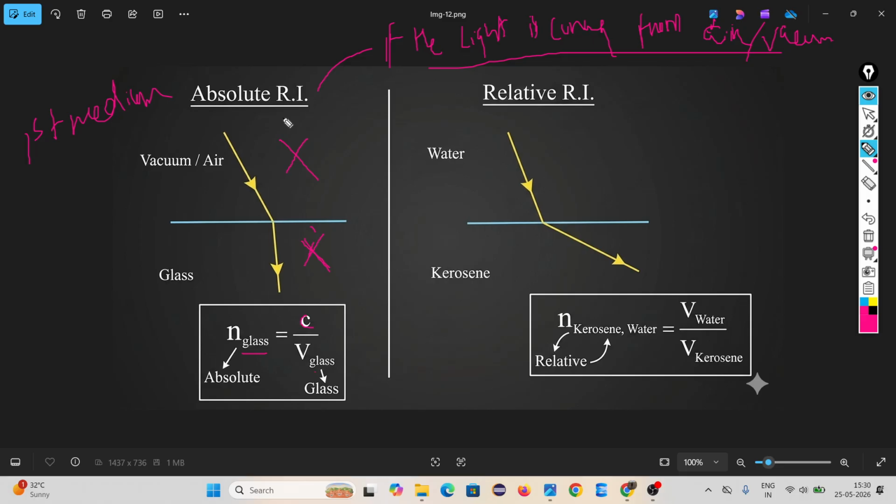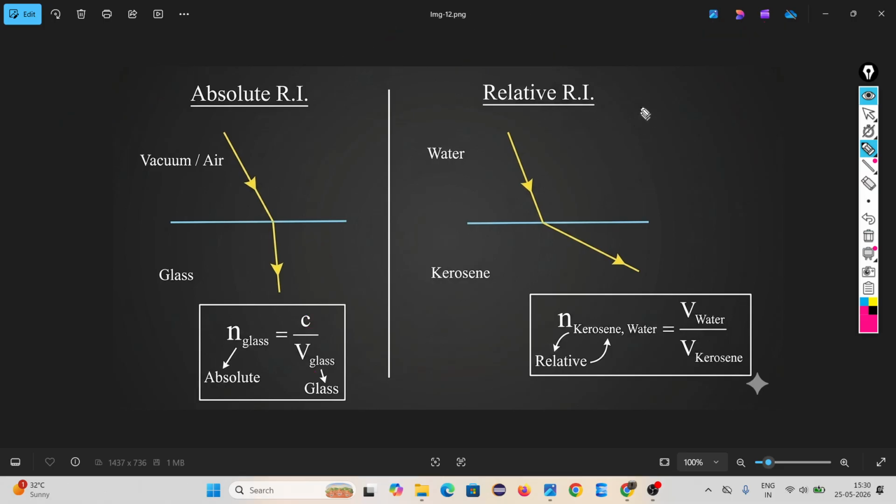Absolute refractive index means if the incident ray is coming from air, that time whenever we are finding refractive index, that is called absolute refractive index. In the second case, look, relative refractive index. The first medium, the medium the light is coming from, is other than air or vacuum. It should not be air and vacuum. Other than this, anything comes under relative refractive index.